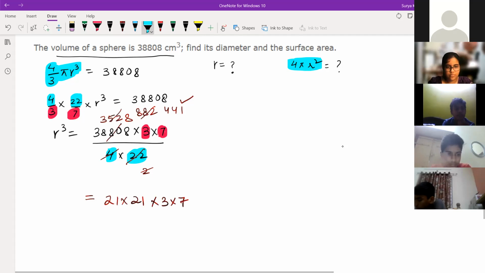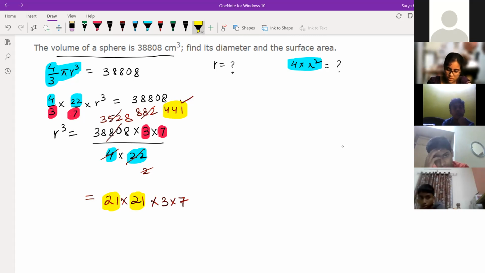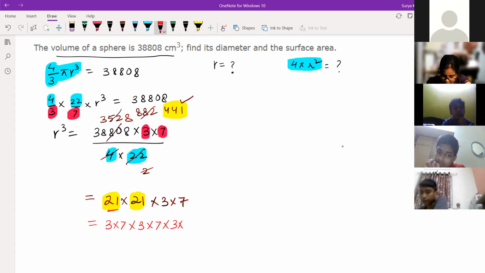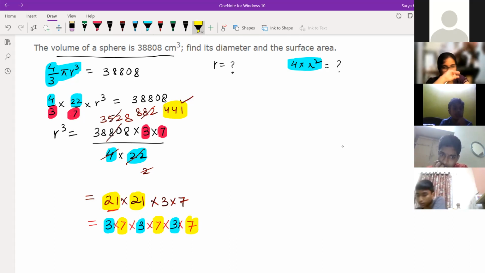See, 441 here can be written as 21 into 21, and then 21 can be written as 3 into 7 each. Yes, 21 again can be written as 3 into 7 into 3 into 7 into 3 into 7. So if R is 21, everything is repeated three times, and this one is two times, and three times this one also. So this is R to the power 3. If we write R, Akshat, see here.